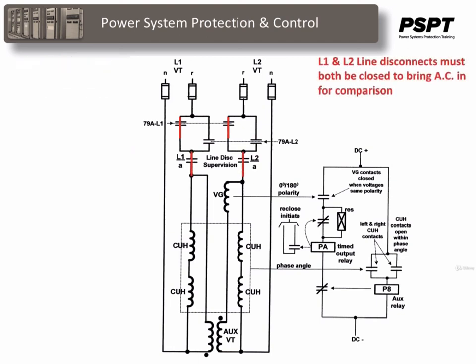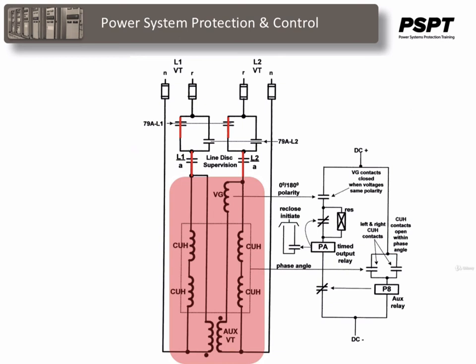Before that happens, there is another check that takes place, and that is the line disconnect switches. If the line disconnect switches are closed, then it allows reclosure to continue. If the disconnect switch is open, of course, there's no need to invoke auto reclosing because it won't do anything except close the breaker, and you don't need to close the breaker if the disconnect switch is open.